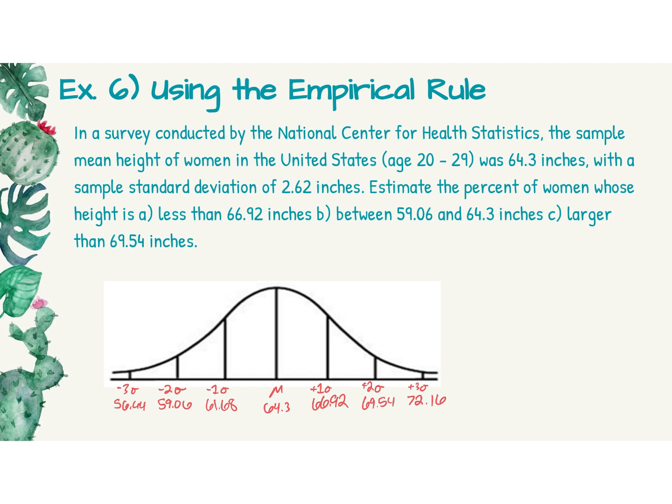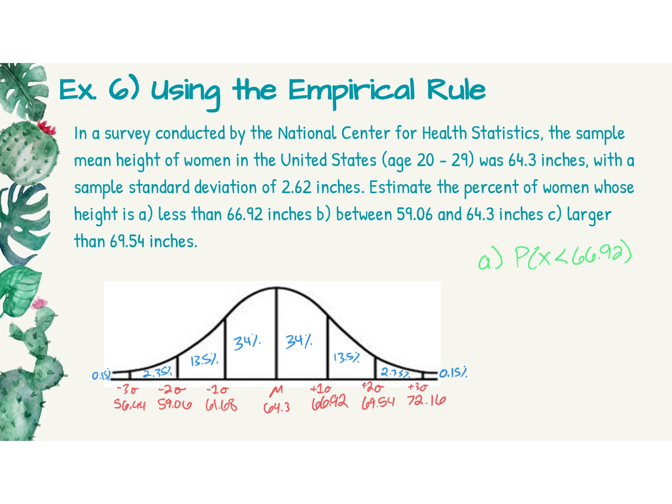Now, if we remember from our empirical rule, we're going to have 34% of data right here, 34 here, 13.5% here, 13.5 here, 2.35 here, 2.35 here, and this last little bit is 0.15, 0.15. Okay. So A wants to know less than 66.92.